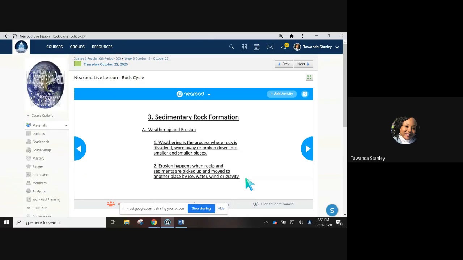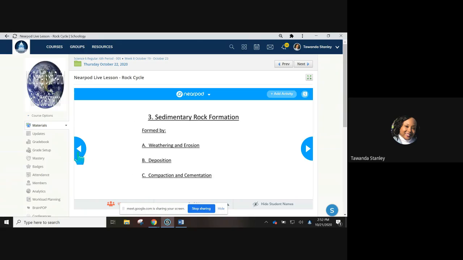Okay, you guys. I am about to record part two of the rock cycle, and today we're starting with the sedimentary rock. Actually, I'm sorry, I need to go back a slide. Okay, so a sedimentary rock is formed by three things: weathering and erosion, deposition, and compaction and cementation. So these are the three ways in which a sedimentary rock is formed.